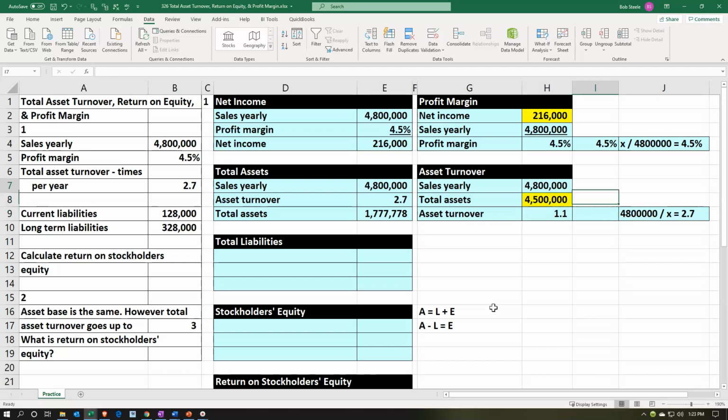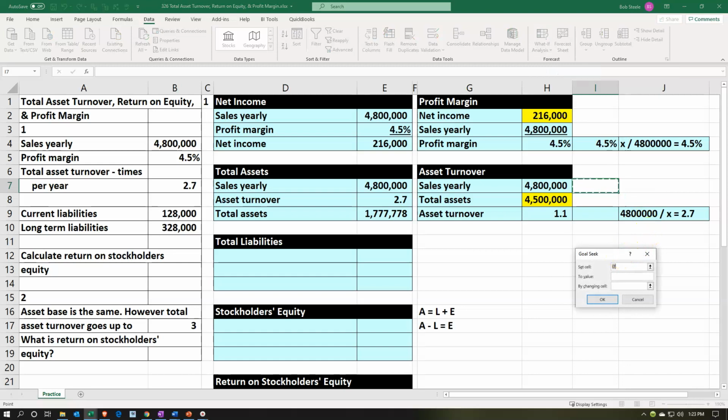Now I'm going to change the yellow item using the what if analysis. So we're going to go to the data tab up top, forecast, what if analysis, goal seek. And we're going to say, hey, I'd like you to change this number to be what we know it should be, which is the 2.7, because that's given over here, by changing this yellow cell. Just make that cell whatever it needs to be. So we're going to say OK, and then it figures that out for us.